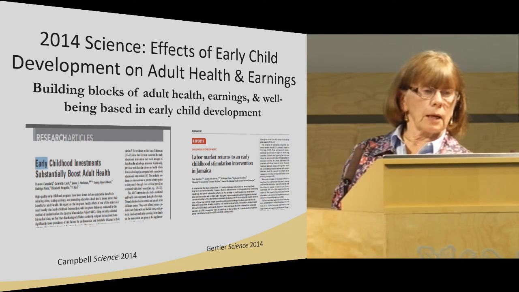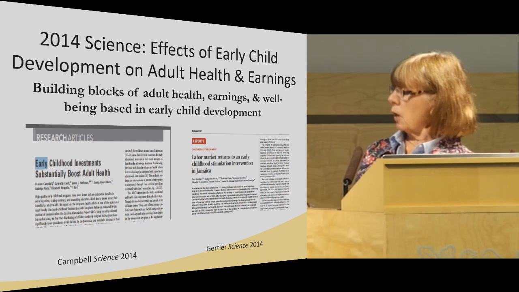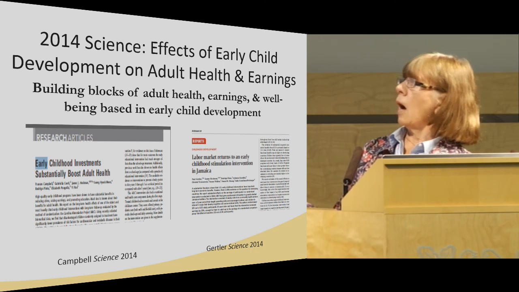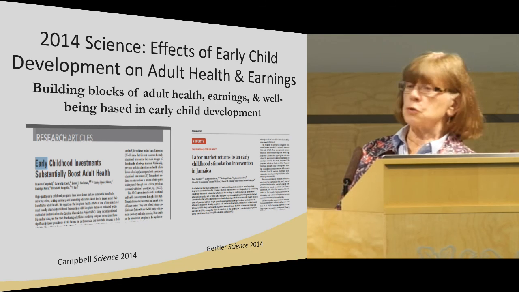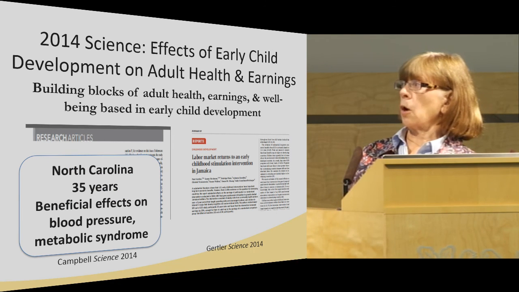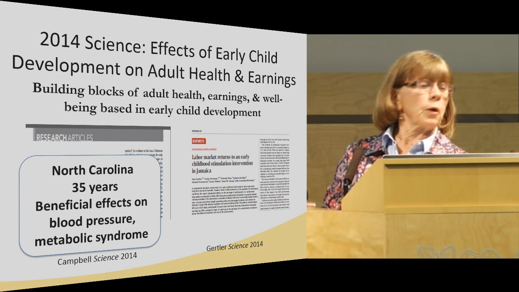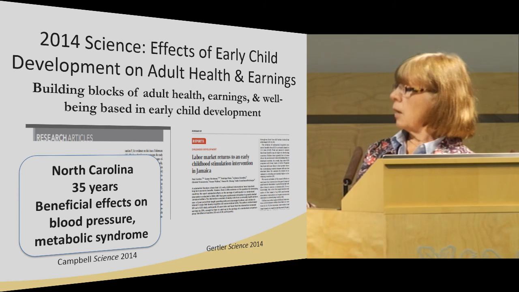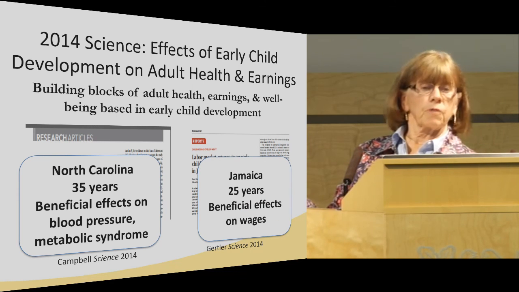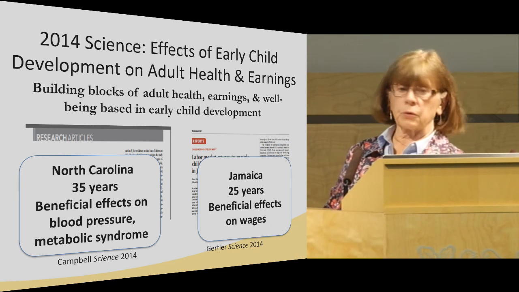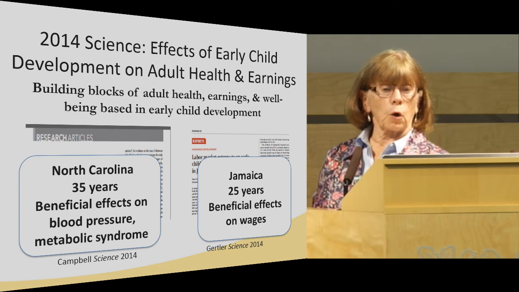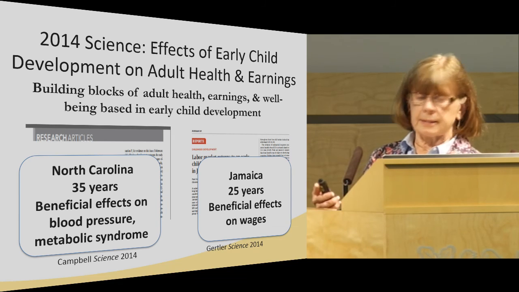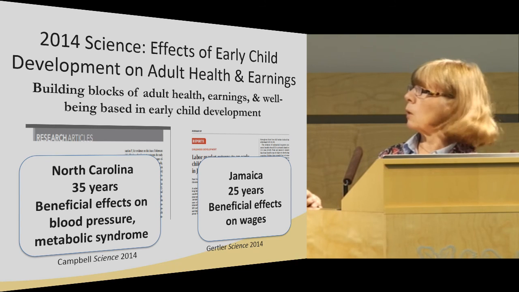Two studies in Science last year had long-term outcomes. The one on the left is from North Carolina. It's a 35-year outcome of an early childhood intervention, and what they found were benefits on blood pressure and metabolic syndrome. They also found benefits on college attendance. These were very low-income children in North Carolina. We also had one in Science from an intervention in Jamaica after 25 years. And they found beneficial effects on wages, as well as less likelihood of being involved in violence. So strong effects from very early interventions.